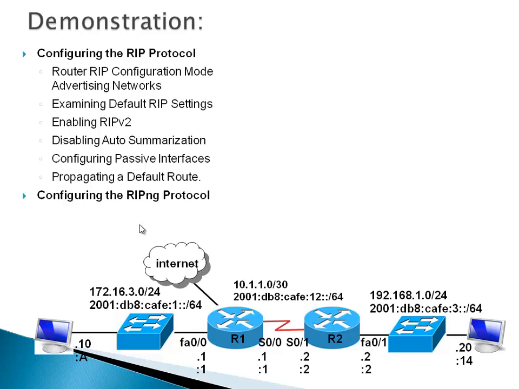Okay. Next thing is we're going to configure RIPng, Routing Information Protocol next generation. This is for version 6, advertising IPv6 networks.